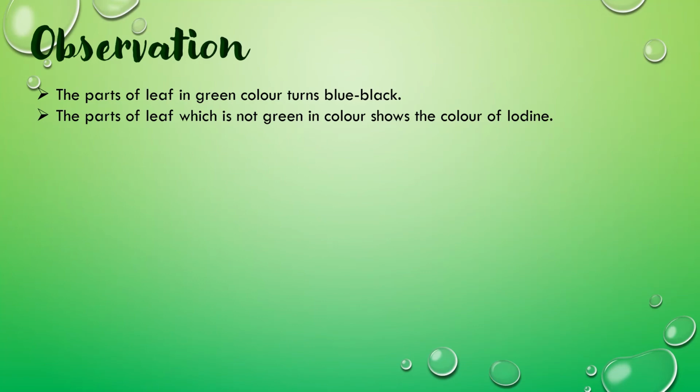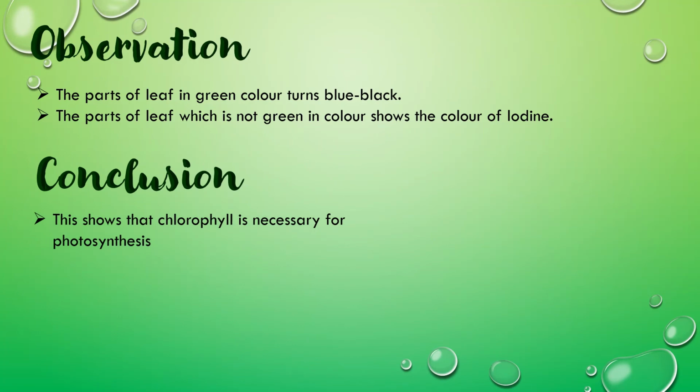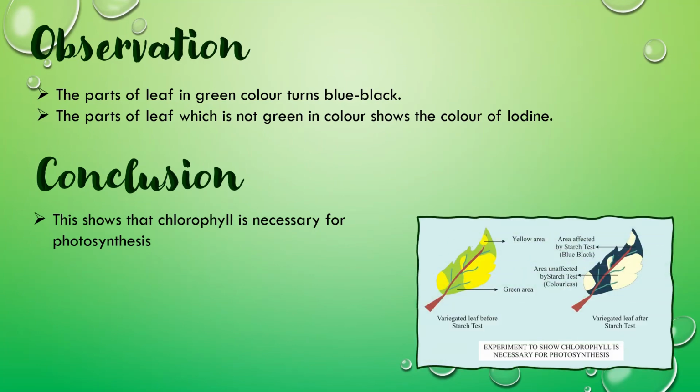After this experiment, the parts of the leaf which were green in color were affected by the iodine solution and turned blue-black, and the parts of the leaf which were not green showed the color of the iodine, which is brown. What's the conclusion? The conclusion is that chlorophyll is very necessary for photosynthesis to take place.